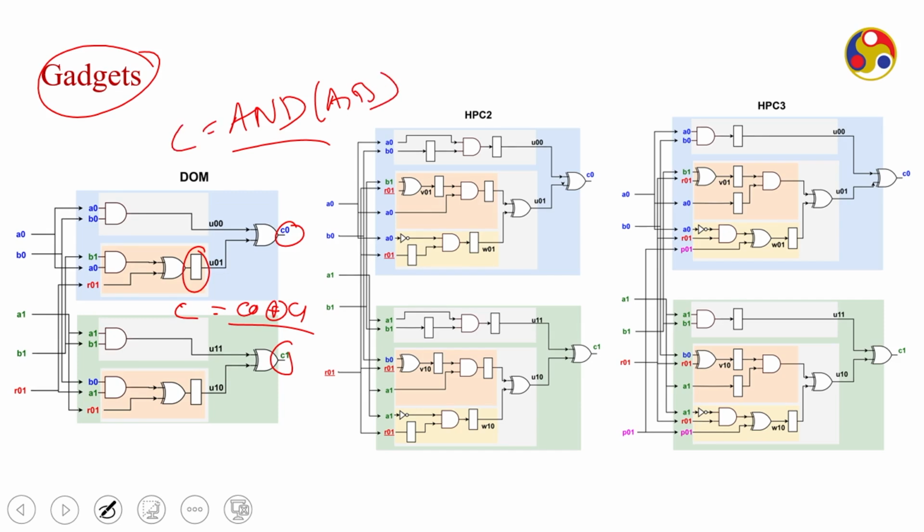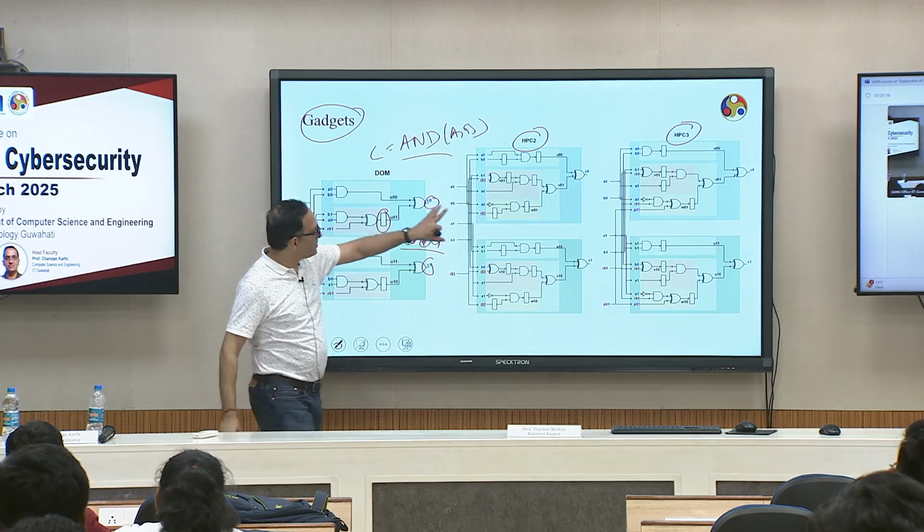But there are many other gadgets possible, and they have different security guarantees. So, in literature you have HPC 2, HPC 3, and HPC 1 also is there. There are many gadgets, and I do not need to go into detail of them, but you can see that their area is different, number of registers is different, latency is different. The more area and more registers, the more the protection, right. So, based on your security requirement, you can pick the gadget you need. It is basically how you replace the AND gate, you can replace it by this or this.